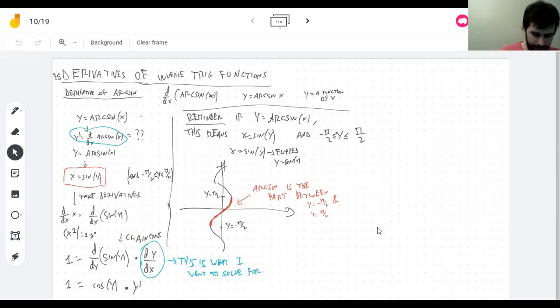So, well, now I solve for y prime. It's 1 over cosine of y. So that is the derivative of arcsine. It's 1 over cosine y.